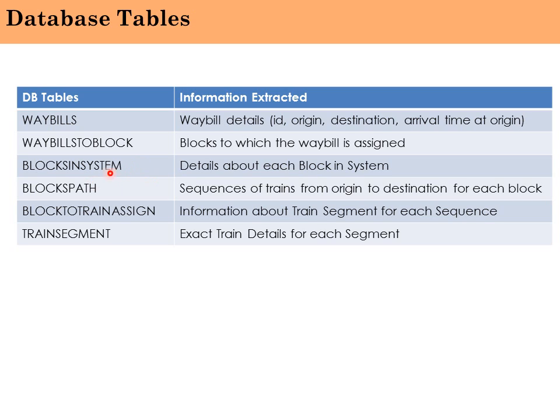The third table is blocks in system, having details of all the blocks existing in the system. Next is the block path table that has data about the unique sequence of trains for each block. Next one is the block to train assigned table that comprises all train segments existing for a particular block. And finally, we have the train segment table consisting of actual trains and their details, like capacity, scheduled for a train segment.